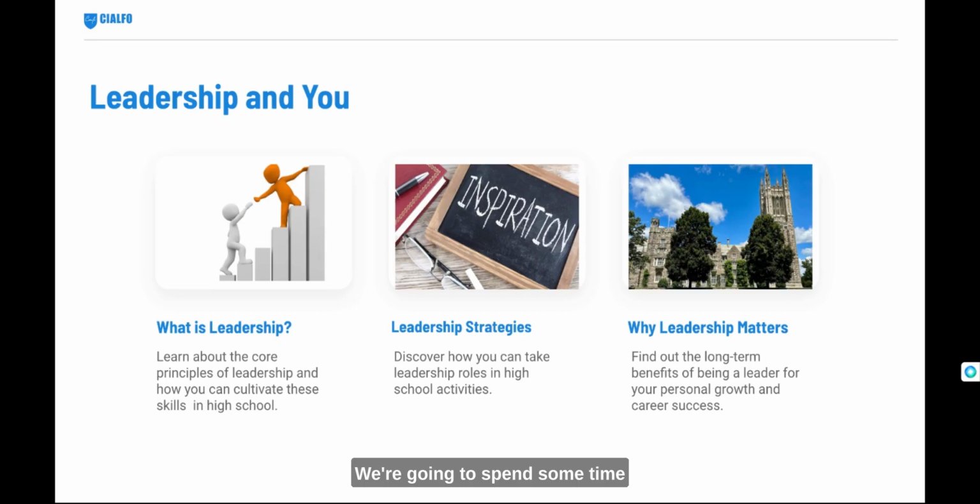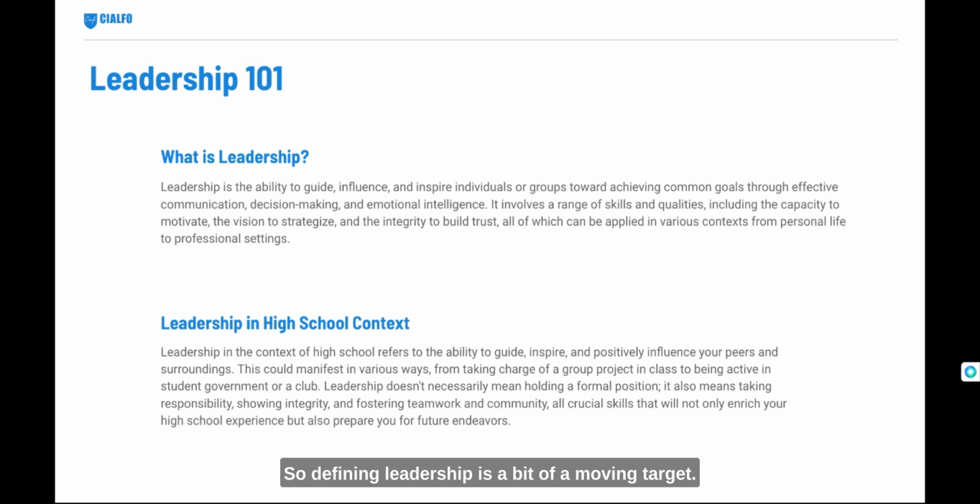We're going to spend some time talking about what exactly is leadership. We're going to do some exploring of the different leadership strategies that could be used and why does it matter. So defining leadership is a bit of a moving target. A lot of people will say that they don't have a specific definition of it, but they know it when they see it.